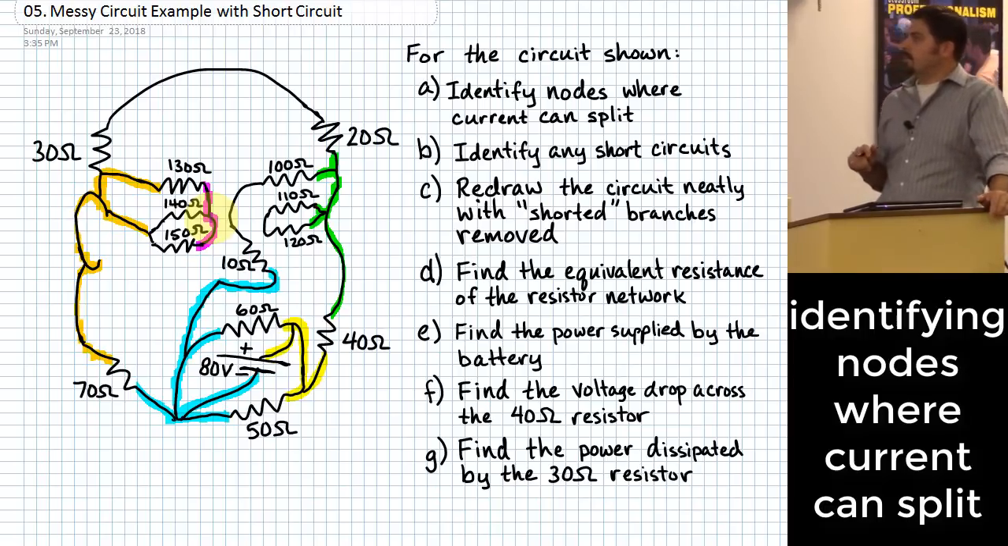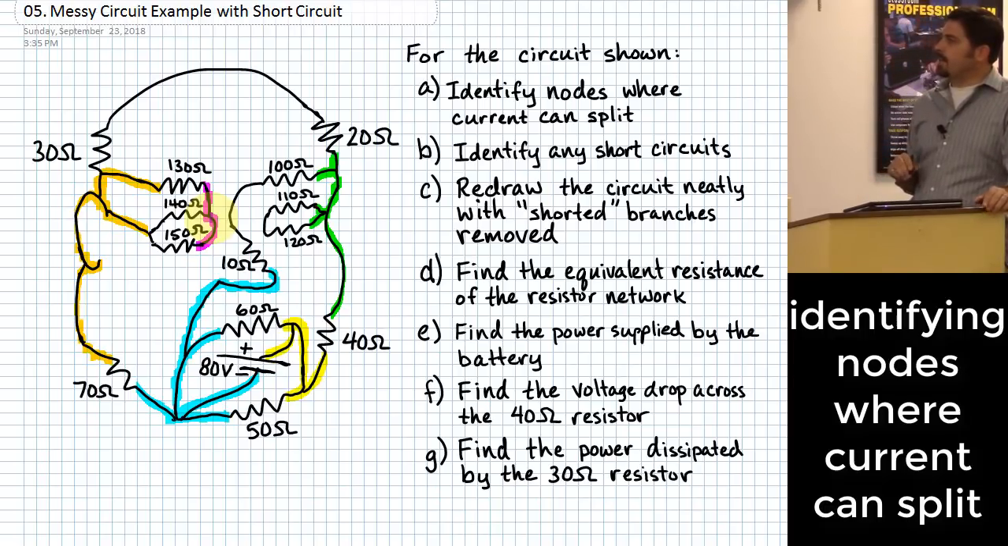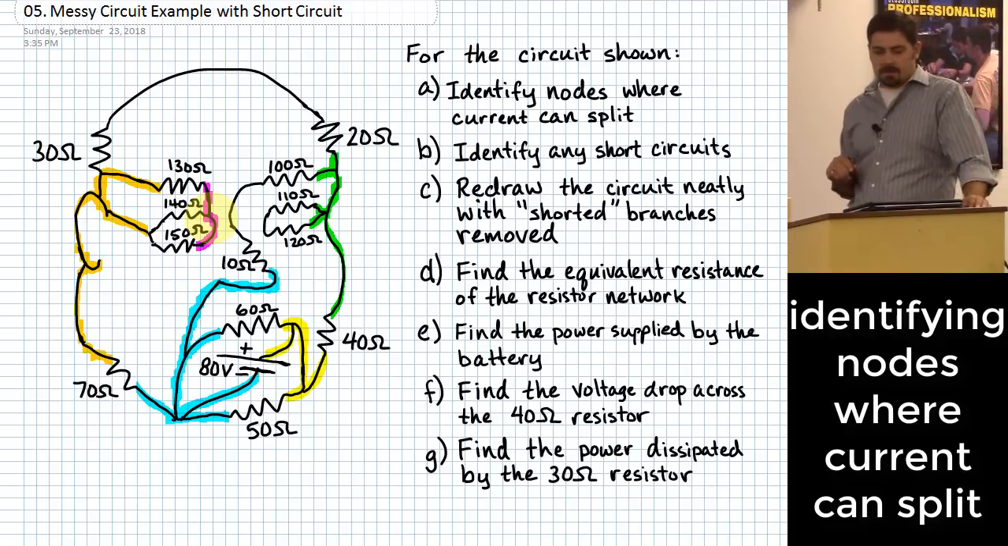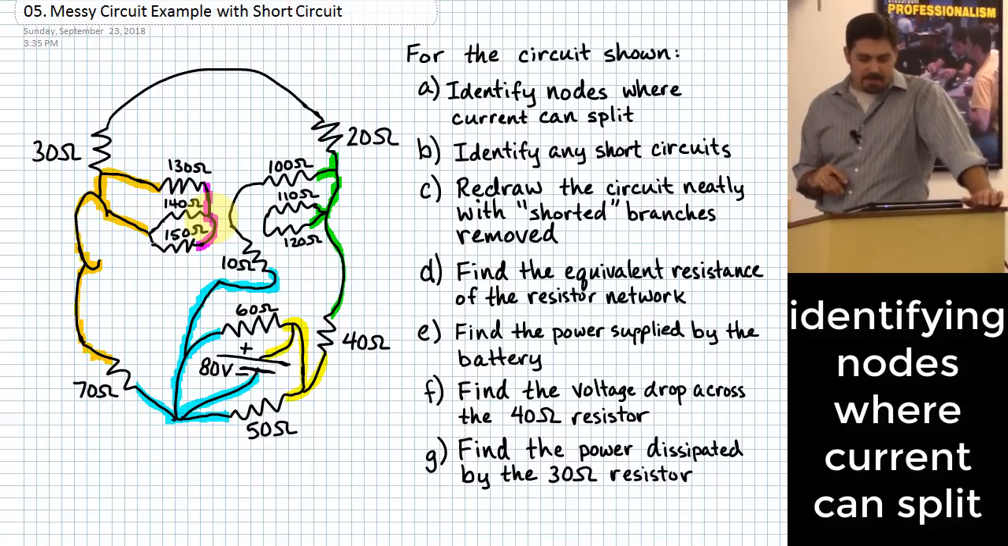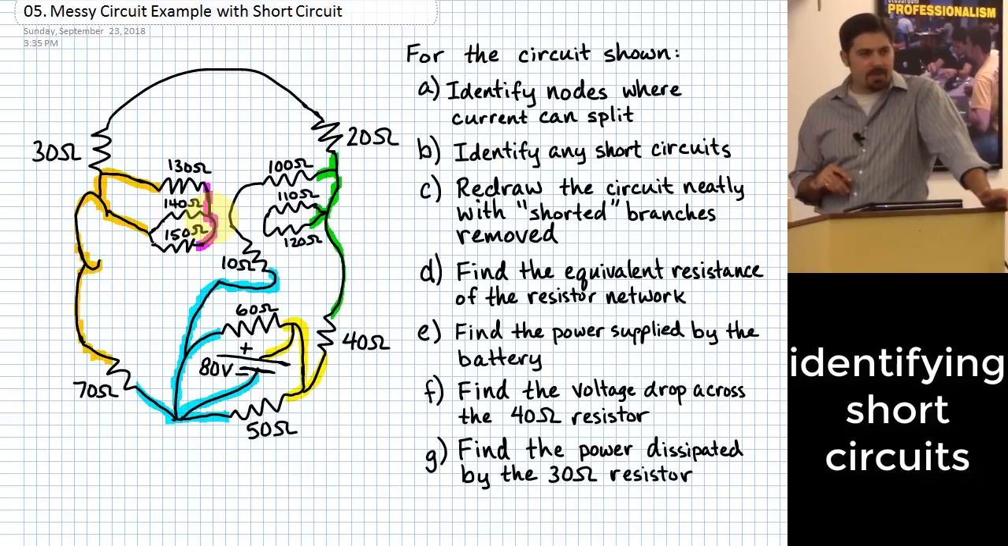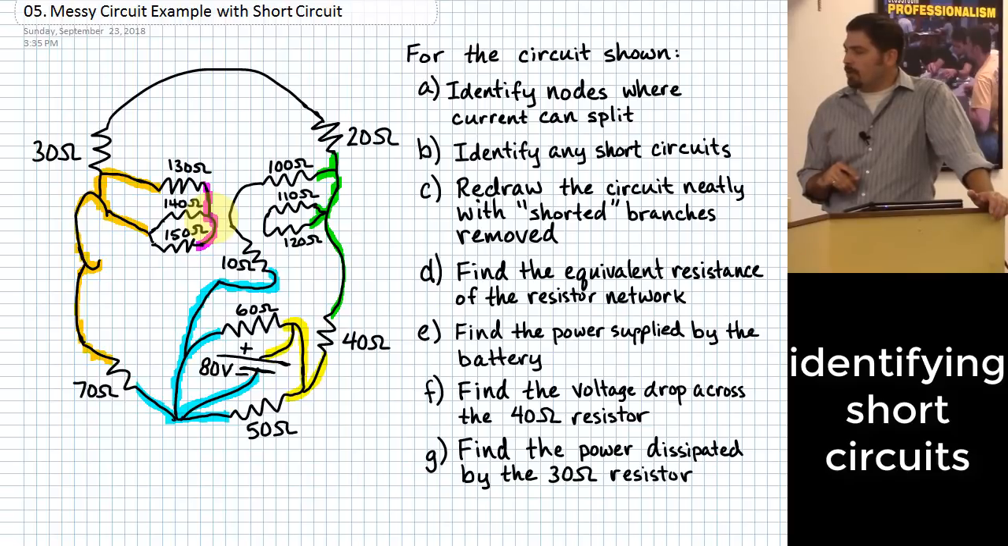Okay. So using my highlighting colors here, I have identified nodes where current can split. All right. Now, this is the next piece. The next piece is identify any short circuits. How can you identify a short circuit? What's something that would be a marker of a short circuit.